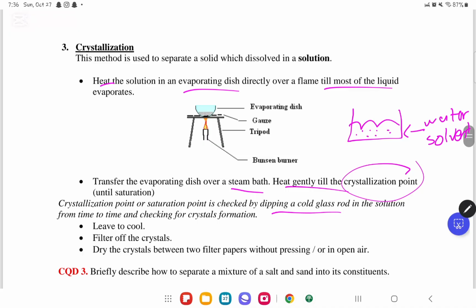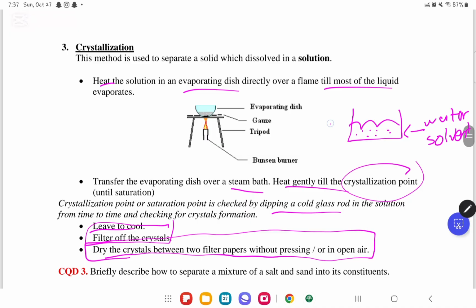After leaving it in a steam bath, you leave it to cool. After that, you filter the crystals out. Then you dry the crystals between two filter papers without pressing them, or in open air. Why without pressing? Because if you press it, you're going to crush it. Also, this method is used to make the small crystals of salt into one big piece.